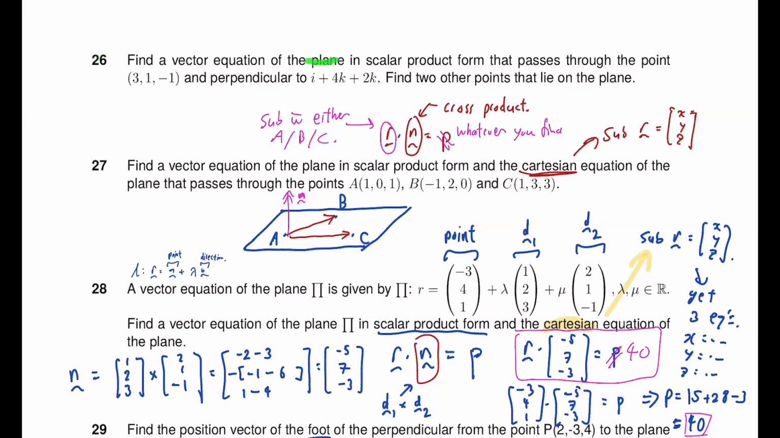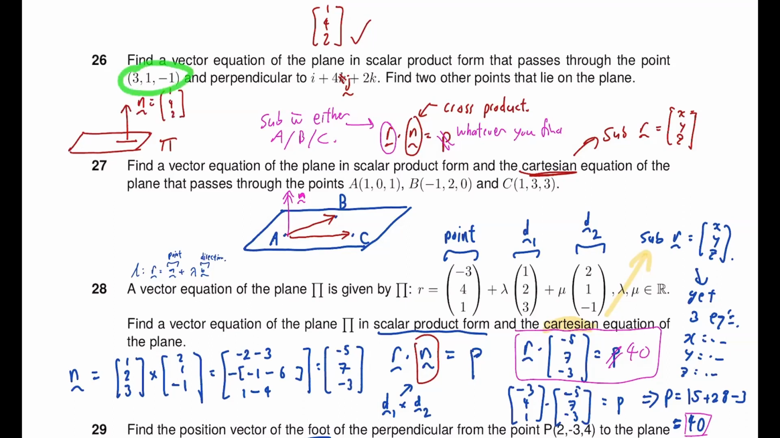Find a vector equation of the plane in scalar product form that passes through the point blah blah and is perpendicular to this vector. So let's see, what does it mean? It means that I have a plane like this, and then it's perpendicular to i, 4k, 2k. Sorry, this should not be a k again, this should be j. That's a typo. Wow, lucky I checked. Okay, so this is really just saying 1, 4, 2. Is that clear? Yeah. So that means it's perpendicular to this vector. That means you have a perpendicular n, which is 1, 4, 2.